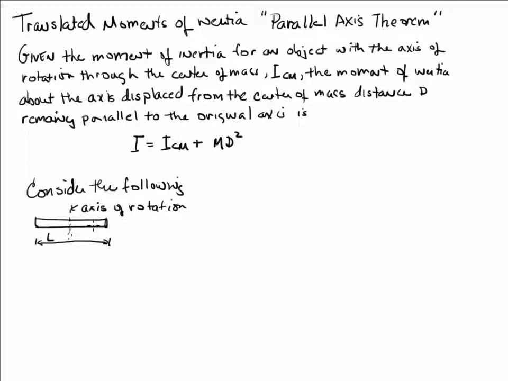Let's consider the following. We have a rod of uniform mass density rotating about its center of mass, shown here by the dotted line, and of length L. And we can find the tabulated value as the moment of inertia about the center of mass for a rod of uniform density is equal to 1/12 mass times the length squared.